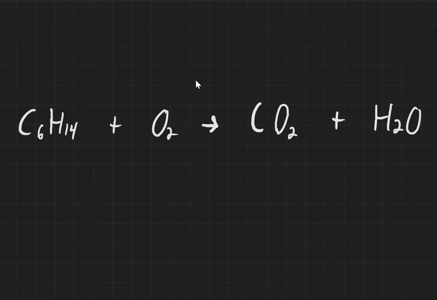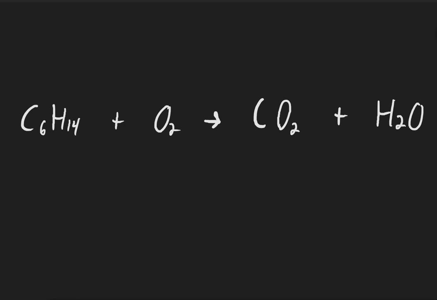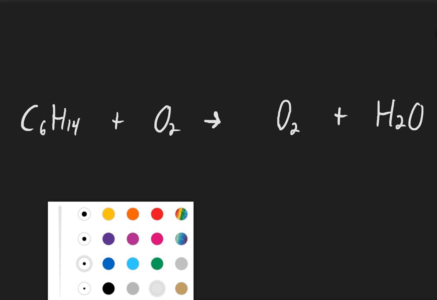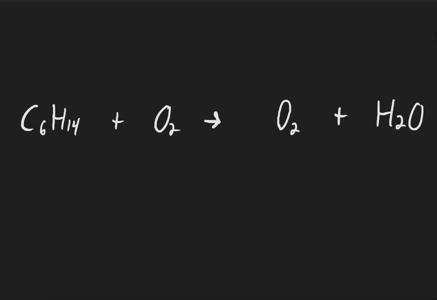So here we have a lot more going on. This is the combustion of hexane, right? This molecule over here is hexane. So hexane, when reacting with oxygen, produces carbon dioxide and water, right? So even though there's a lot going on here, it's the same process. We just need to be careful that we properly balance everything.